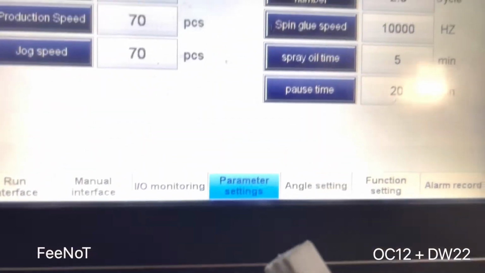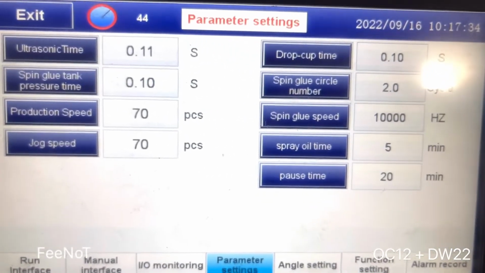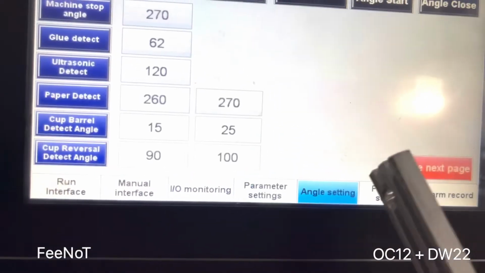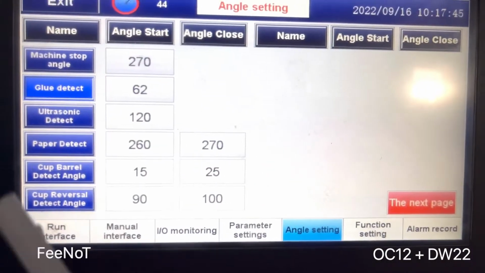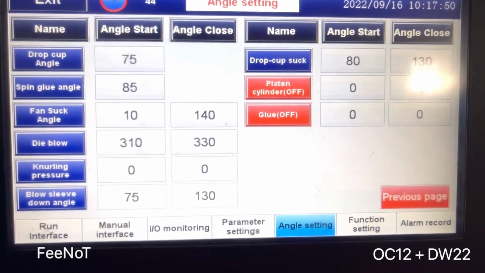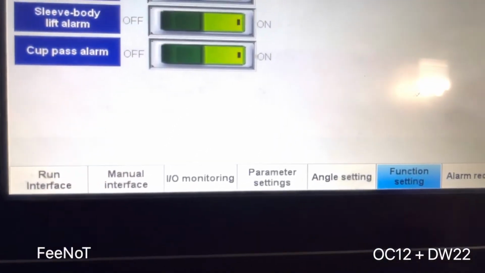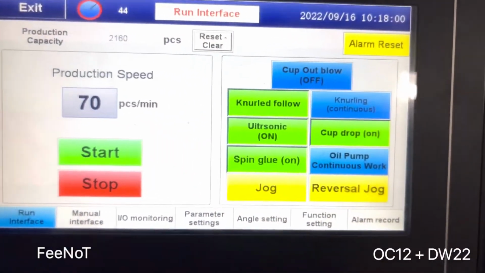And here is the parameter setting for the ultrasonic, for the spin, glue tank, and for the setting. And for the angle setting, and here is the angle. And the next page, and here is the last page, and here is the function set. Warning interface, and here is the alarm record, and any problem alarm message.